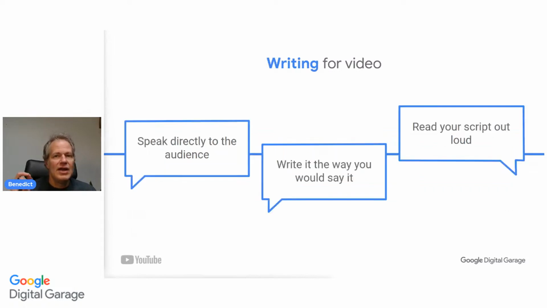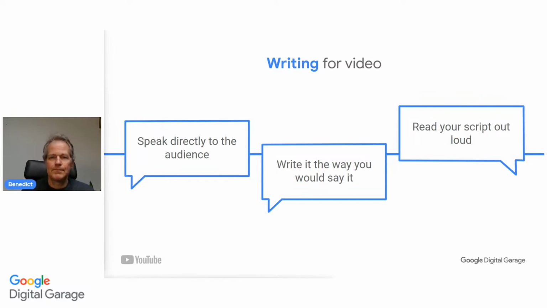All right, so here we've got writing for video. Speak directly to the audience. Imagine you're speaking to someone who's really important to you. So you're communicating this information, and obviously to the persona as well. Yes, absolutely. And then write it in the way you would say it, and then read your script out loud. Sometimes you could try writing out, or you could write down ideas, whatever works best for you.